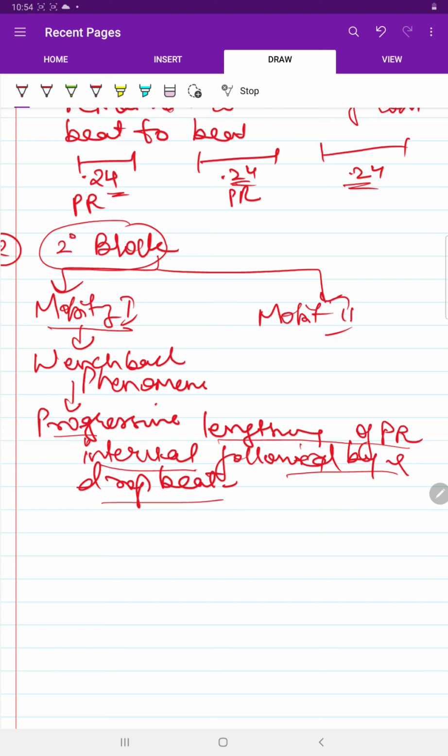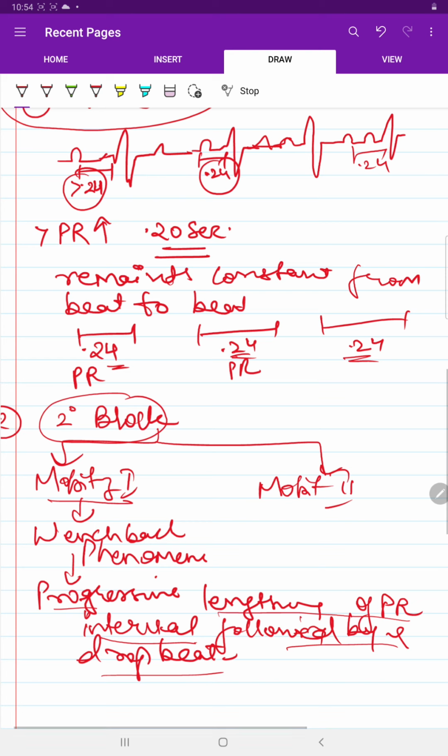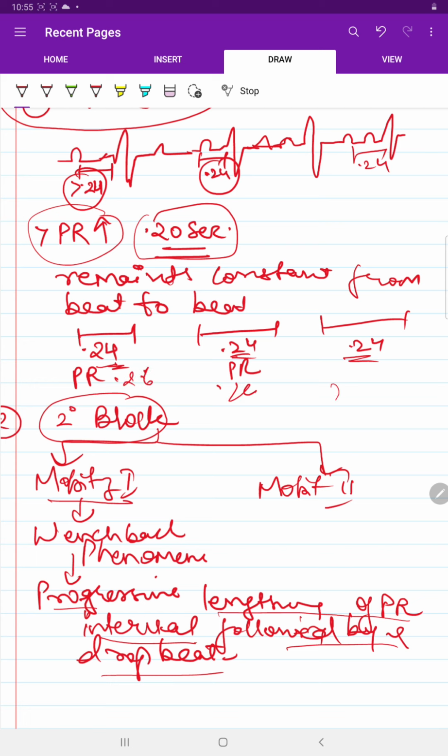What you appreciated in type 1, there is an increase in PR interval but the time duration will remain the same, that is 0.24 or you can say 0.26, whatever, it always remains constant in first degree.